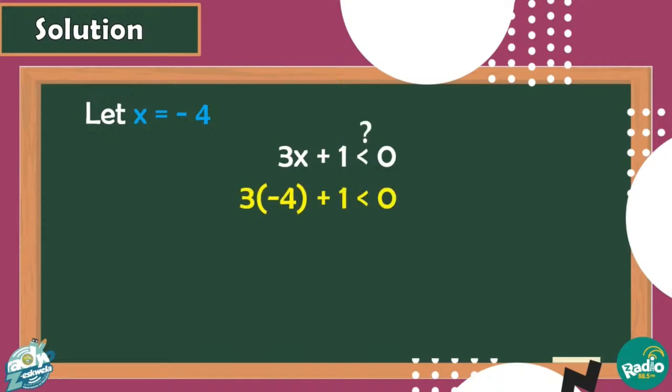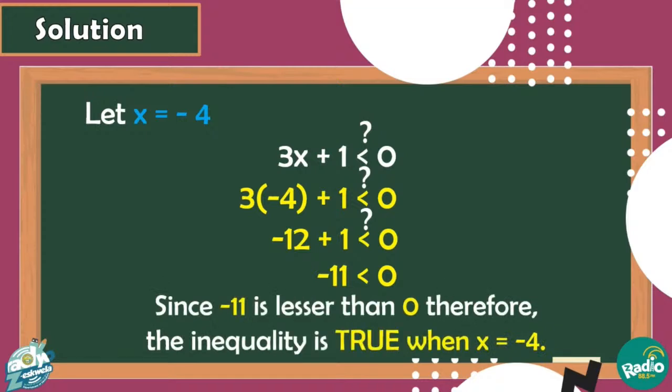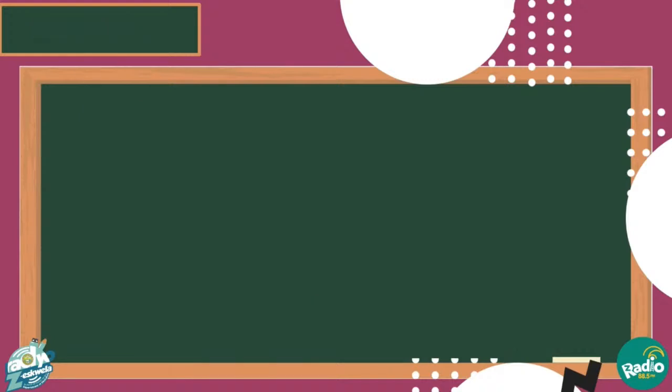The inequality becomes 3 times negative 4 plus 1 lesser than 0. By simplifying, we got negative 12 plus 1 lesser than 0. And negative 11 is lesser than 0. Since negative 11 is lesser than 0, therefore the inequality is true when x is equal to negative 4.